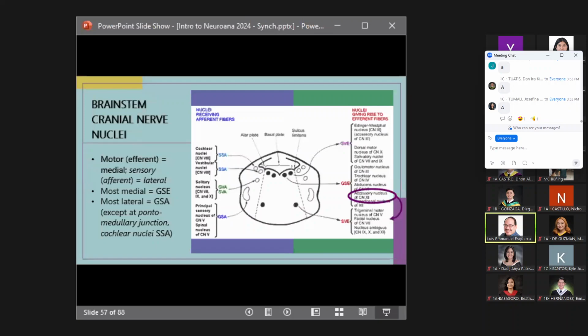Now, other authors would want to put cranial nerve 11 into general special visceral efferent instead of general somatic efferent. So even though it's voluntary motor, it's not part of the general somatic efferents. Now, you will learn more about those functional components also in the lecture of Dr. Uy.